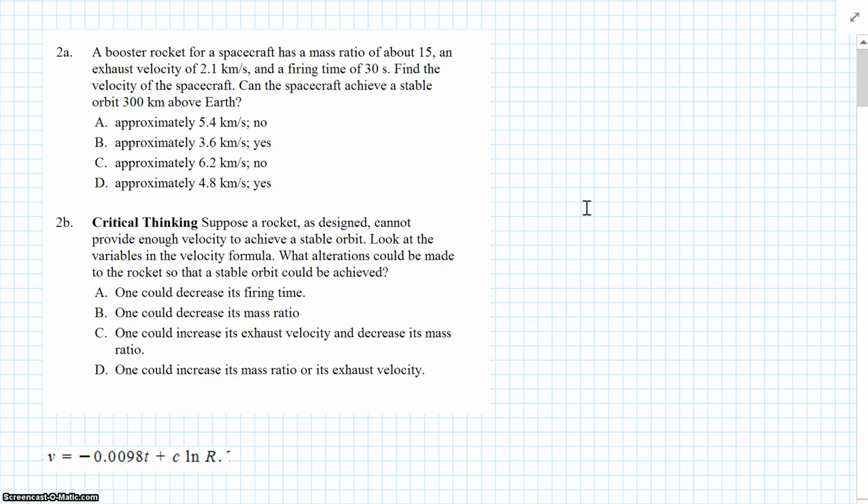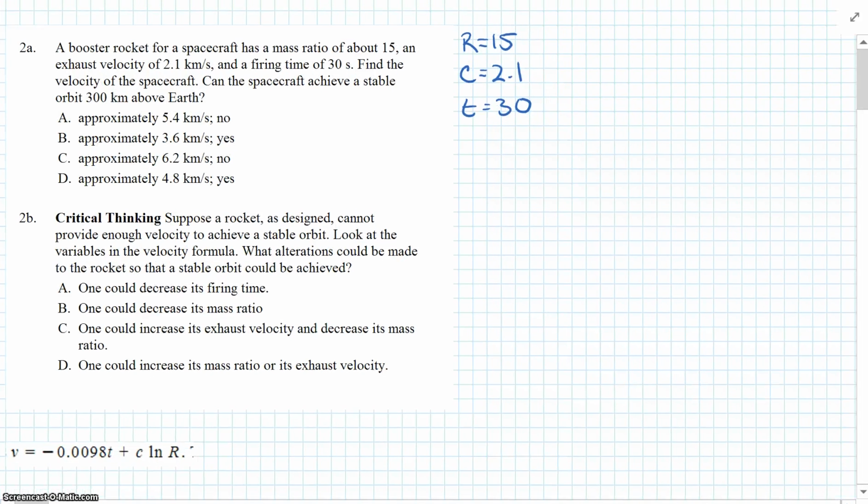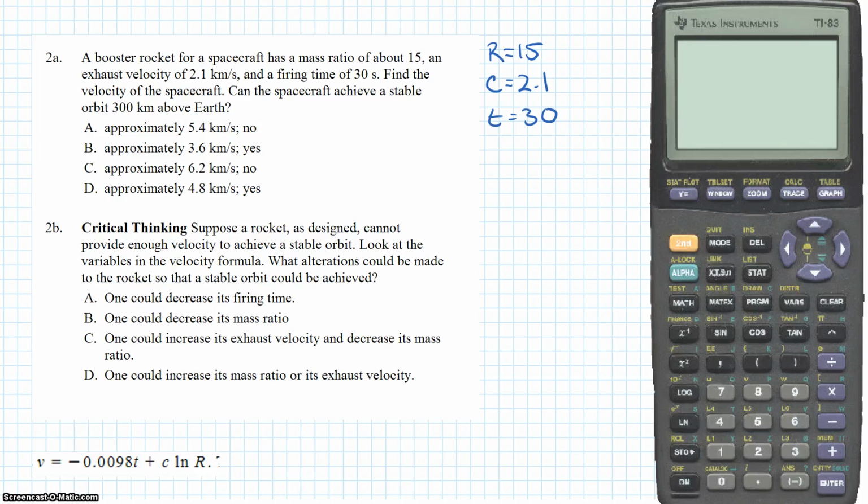Okay. 2A, a booster rocket for the spacecraft has a mass ratio of about 15. So that's our R value for this example. My R value is 15. It has an exhaust velocity, that's my C value, of 2.1, and a firing time, that's my T, of 30 seconds. Okay, we know we need to have it at least 8 seconds to make it. Can the spacecraft achieve a stable orbit above Earth? So let's plug in the values and let's see what we got.